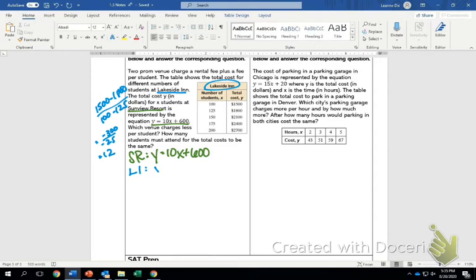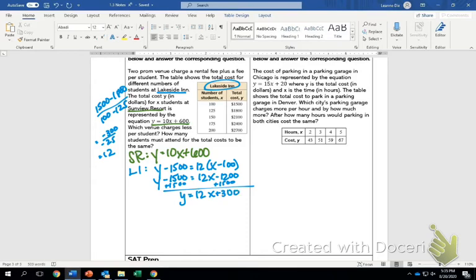So I'll say my point slope form, and I'll use that first ordered pair, 100, comma, 1500. I'll say y minus 1500, because that's my y value, equals 12, because that's my slope, times x minus 100. I'll use the distributive property. So the left stays the same, and I have 12x minus 1200 on the right, and then I'm going to add 1500 on both sides. Again, the purpose of that is to isolate the y. So this gives me y equals 12x plus 300.